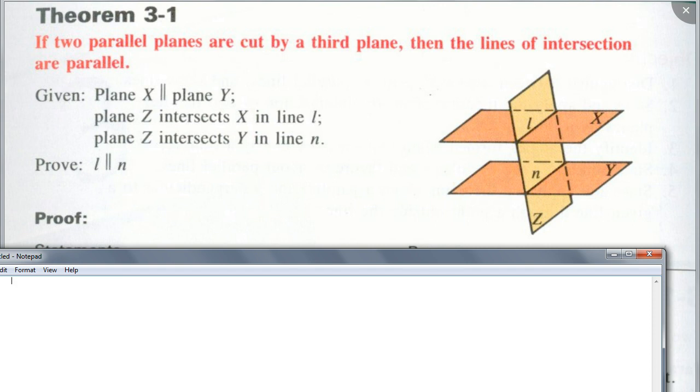Plane X and Y are cut by that third plane Z. Does that make sense? Notice Z hits the two planes X and Y at L and N. Those are the lines, of course. When the two planes intersect, you get a line, don't you? And of course, we want to show that L and N do not intersect, or they're parallel. Okay.